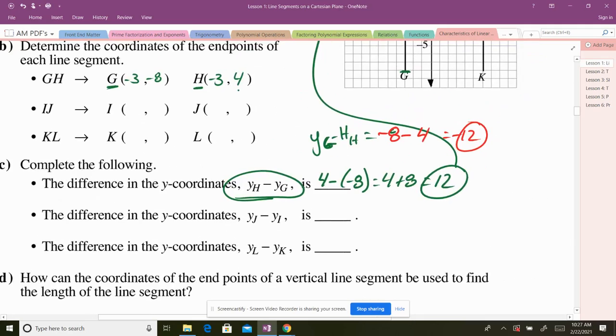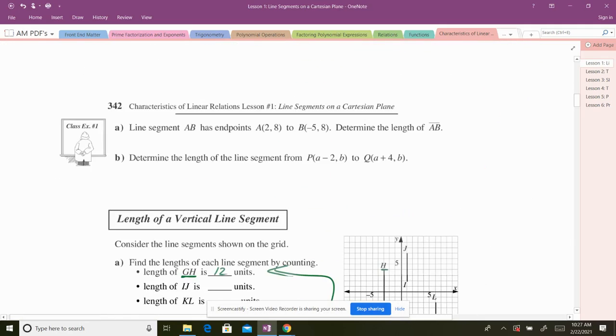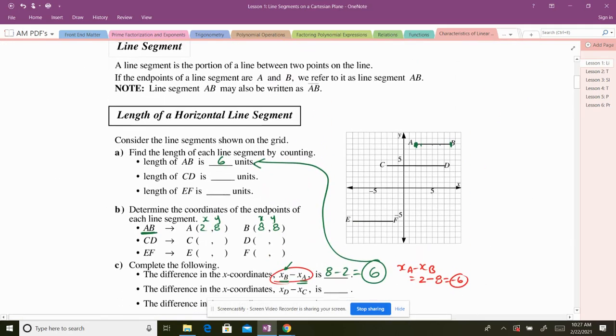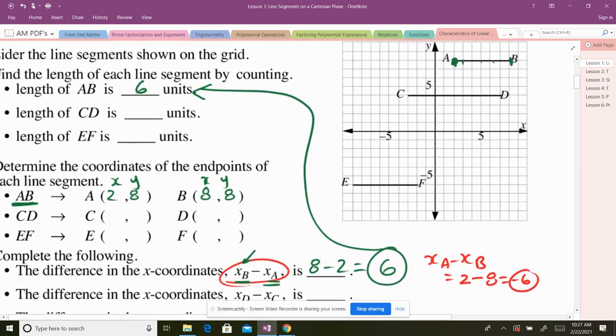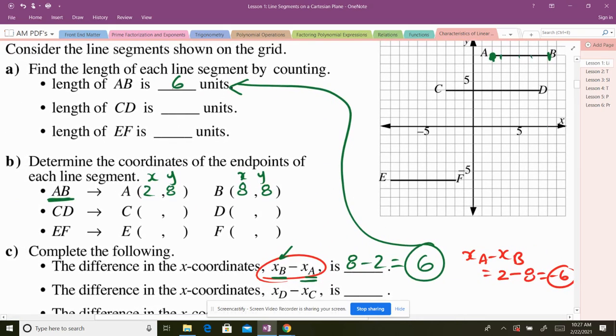How do we know if it's a vertical versus a horizontal line? Let's look at that for a sec. Look at the coordinates back on the first page here. These are all horizontal, flat lines. Okay. Look at the y coordinates of AB. What do you notice about them? They are the same. If the y coordinates are the same, it's a horizontal line. I'm not going to test you on this, but it's good to know.